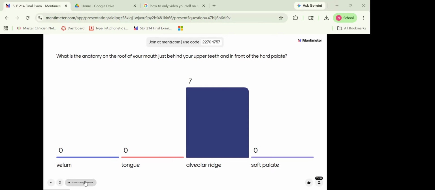All right, let's show our correct answer. Alveolar ridge, that is the correct answer. When you have your tongue right behind your teeth, think about your alveolar sounds, where your tongue comes up and touches that alveolar ridge.